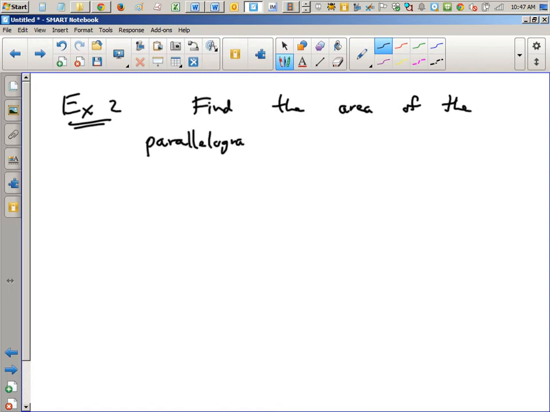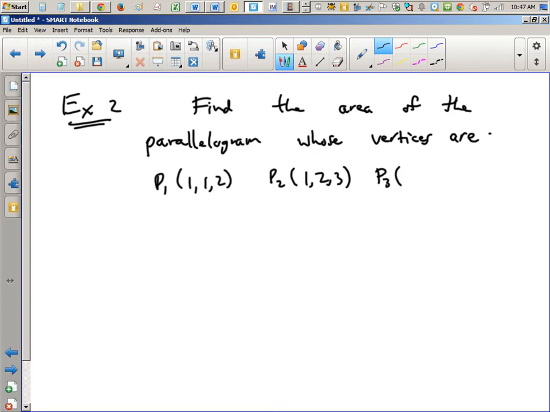So find the area of the parallelogram whose vertices are, and I'm choosing this problem straight out of the textbook, because it's very difficult to make these up without messing them up. So the vertices are (1, 1, 2), (1, 2, 3), (-2, 3, 0), and (-2, 4, 1).